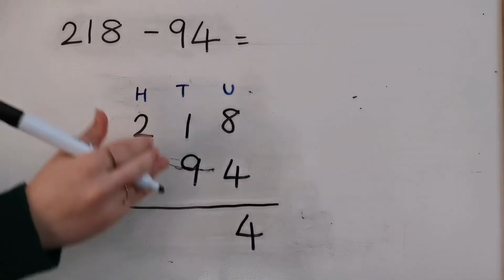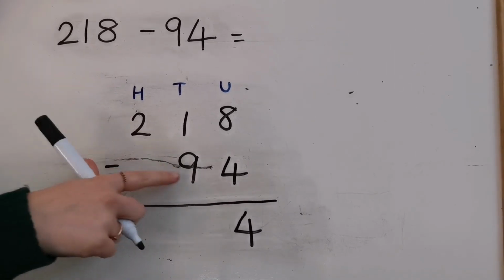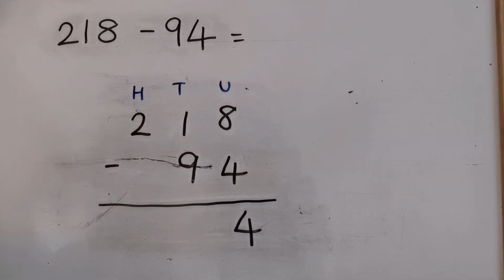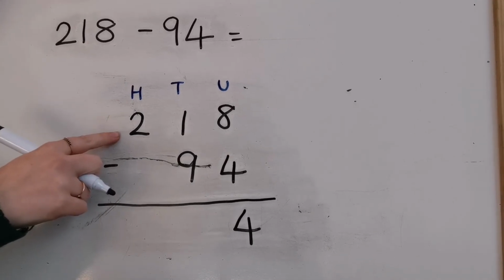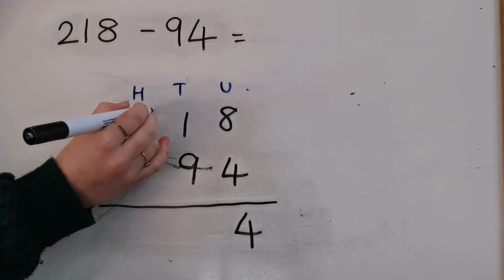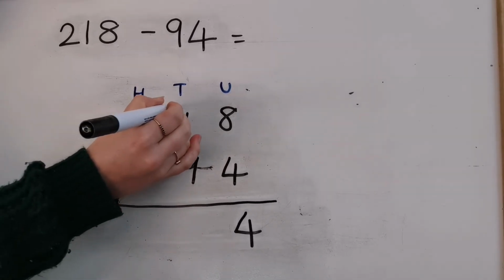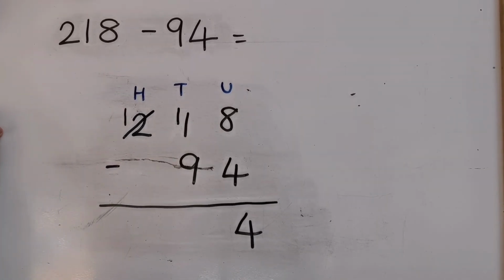Once I'm happy with that, move over into your tens column. Now 1 take away 9, I've got 10 take away 90. I can't do that. So what I'm going to need to do is knock next door to my hundreds column and borrow 1 from there. So I'm going to take 1 from the 2, which would leave me only 1 left in the hundreds column.